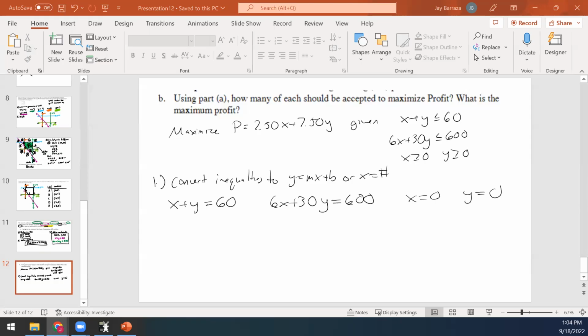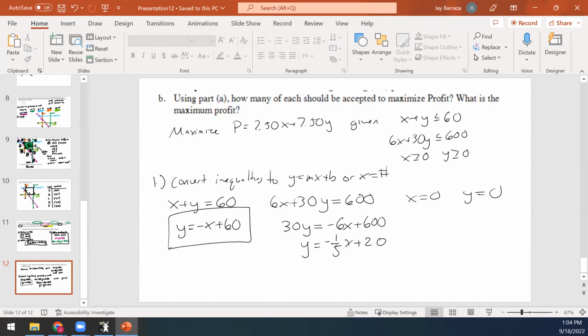So now we convert. Y equals negative X plus 60. Let's see, 30Y equals negative 6X plus 600. Y equals negative 1/5 X plus 20. And then X equals 0, Y equals 0. Okay, so those are my 4 equations.